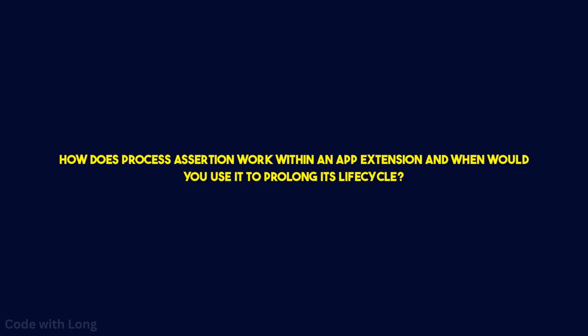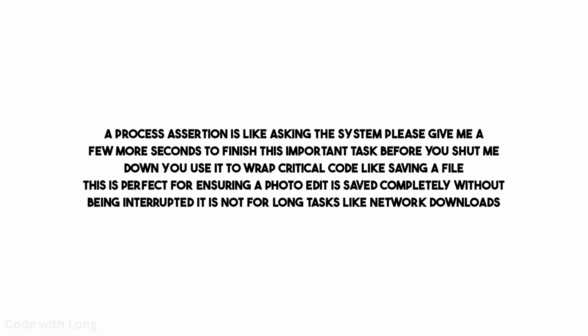How does process assertion work within an app extension, and when would you use it to prolong its lifecycle? A process assertion is like asking the system, "Please give me a few more seconds to finish this important task before you shut me down." You use it to wrap critical code, like saving a file. This is perfect for ensuring a photo edit is saved completely without being interrupted. It is not for long tasks like network downloads.